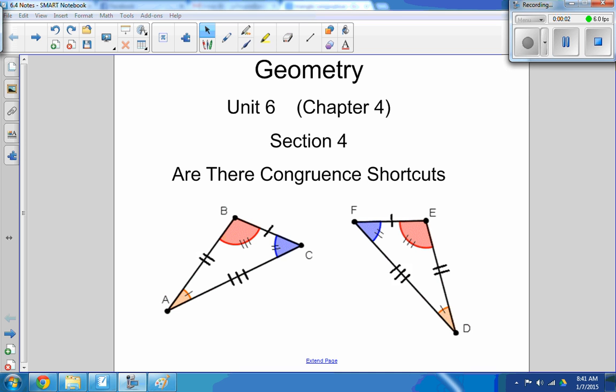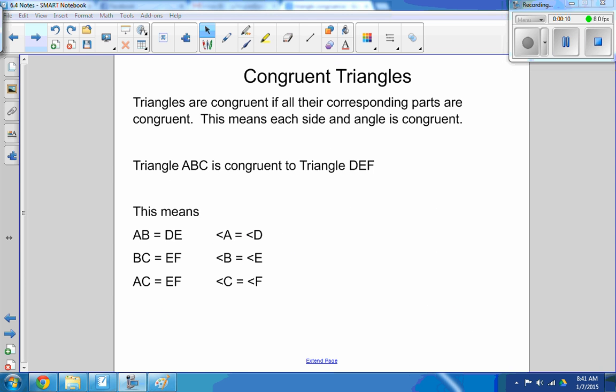Geometry, Unit 6, which is Chapter 4 in the book, Section 4. Are there congruence shortcuts? Congruent triangles. Triangles are congruent if all of their corresponding parts are congruent. That means each side and angle is congruent.